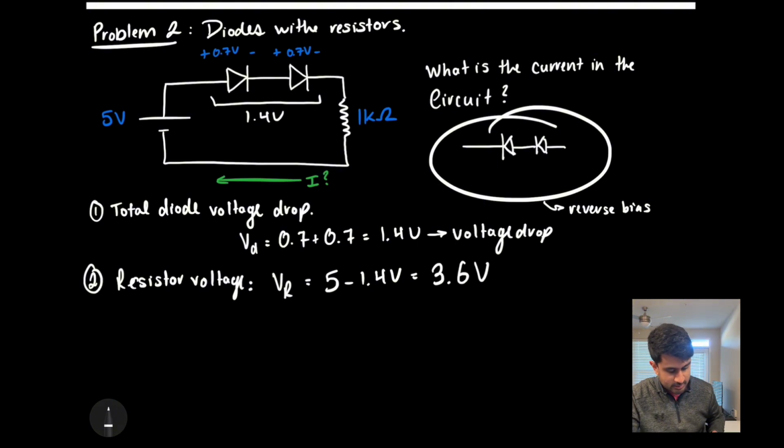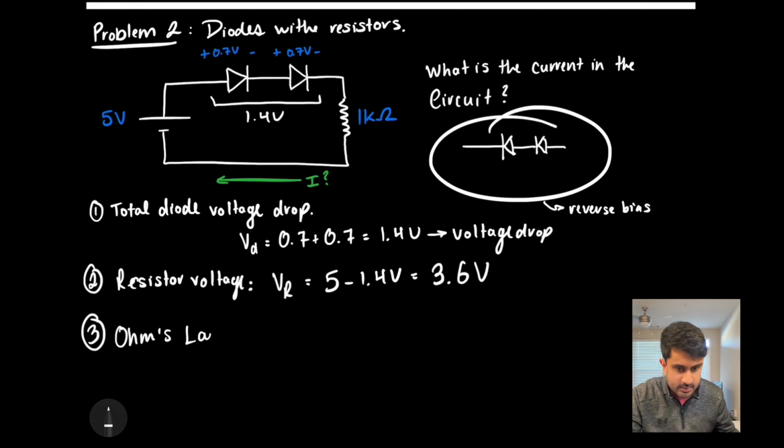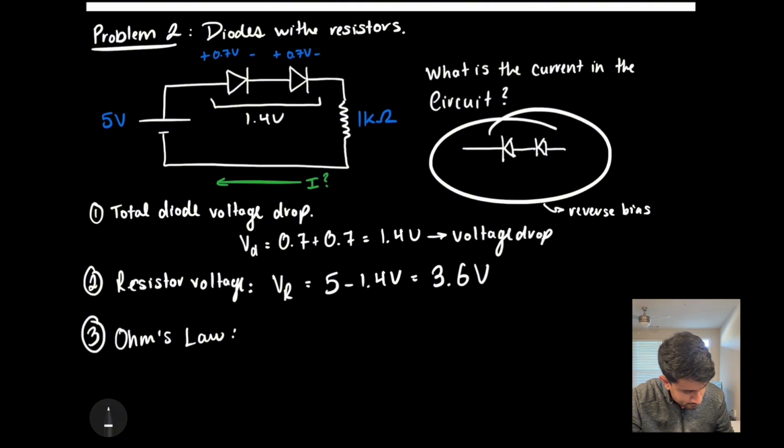Again, very easy calculation. And then finally, it looks like we have voltages, we have a current. Now, all we need to do is just use Ohm's law in this case. Step number 3, Ohm's law. In this case, we solve Ohm's law for the current, since we're asked for the current in the question. So I equals V over R.